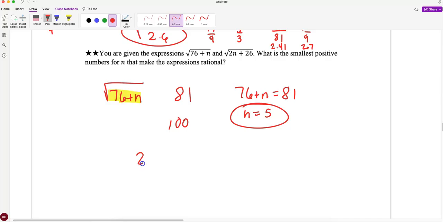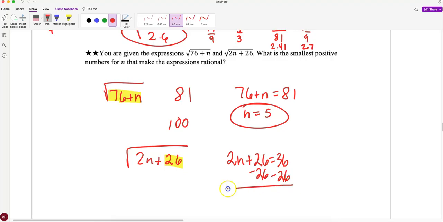2n plus 26. So what you want to key in on is this number, 26. That's not a perfect square. 25 is a perfect square. That's 5 squared. Okay, what's the next perfect square after 5 squared? 6 squared. So that's going to be 36. So I need 2n plus 26 to equal 36. If you subtract the 26, 2n equals 10, so n is 5.